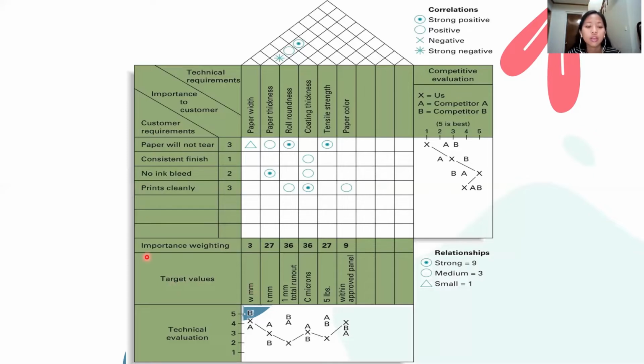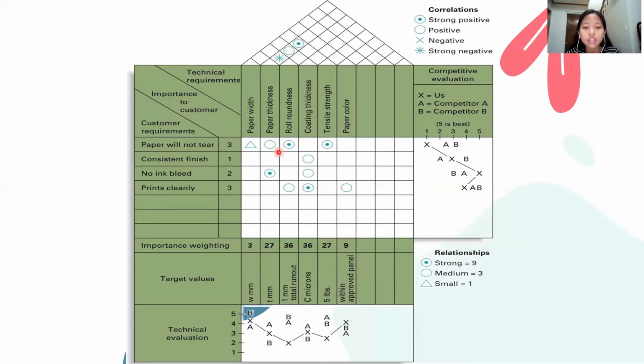And lastly, we have the importance weighting. You can see values like 3, 27, 36, 36, 37, and 9. Where do these values come from? First, we have a computation. The computation here is relationship times the importance to customer. For example, take the value 27. Since the circle shape is equal to a medium relationship and its value is 3, we multiply it by the importance to customer of 3. So, 3 times 3 equals 9.